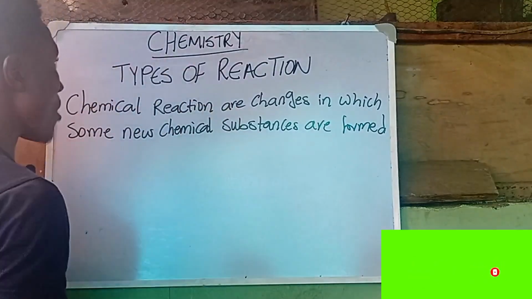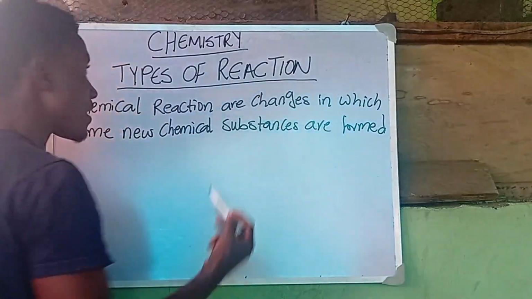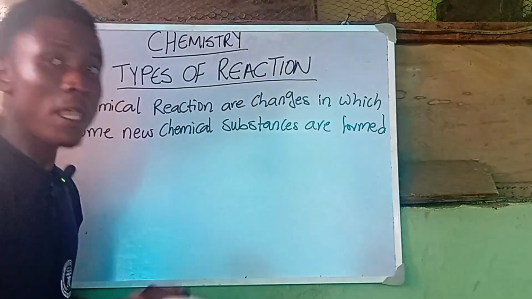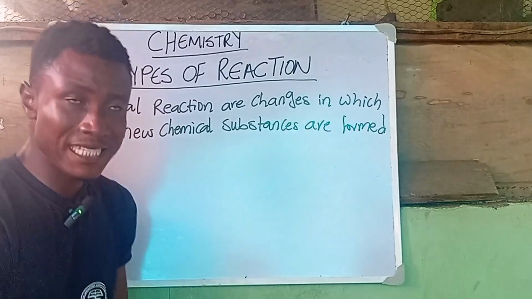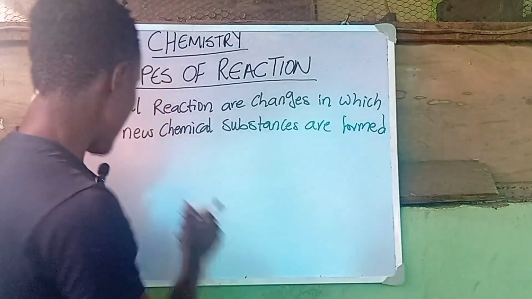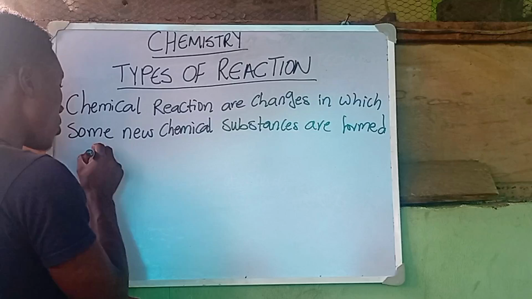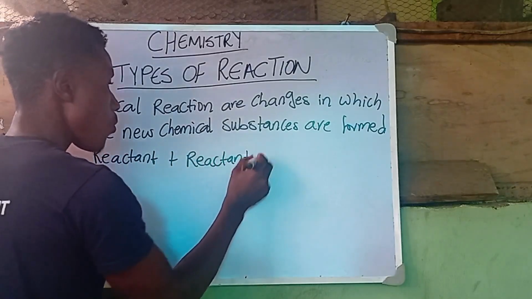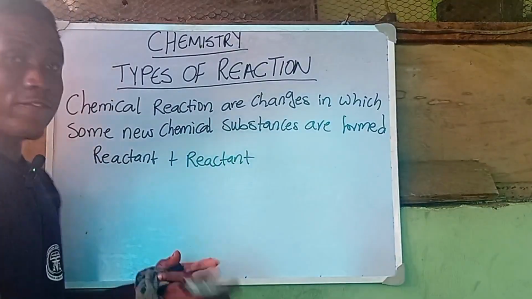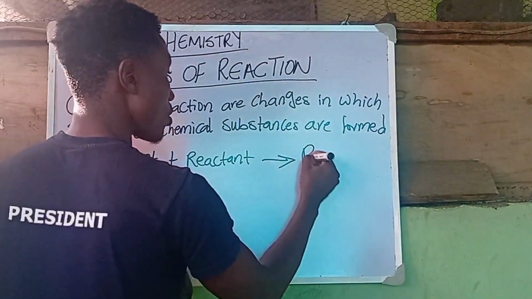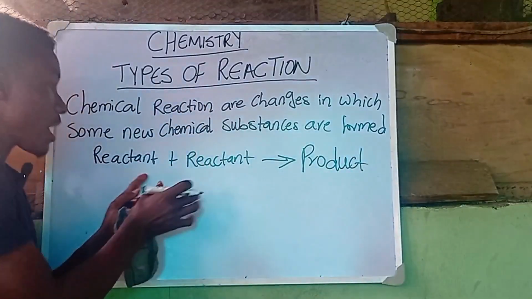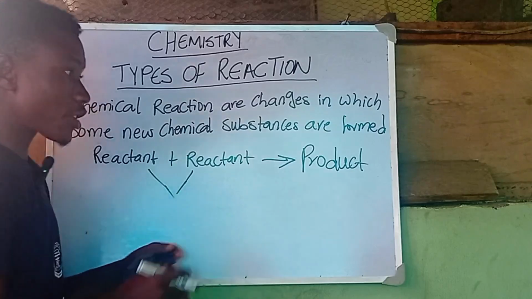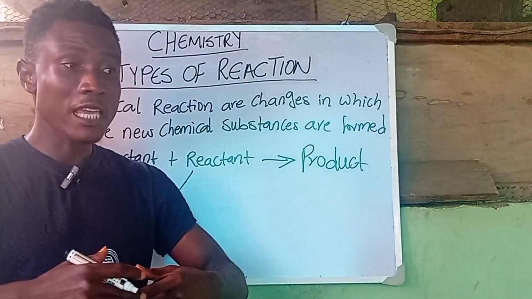And just like I said, we are going to be talking about the types of reaction, and we have already given the definition of what a reaction is all about. It says chemical reactions are changes in which some new chemical substances are formed. Now, the substances that undergo this reaction are known as the reactants, right? So we say reactants plus reactants will give us the new chemical substances which are being formed, and those new chemical substances are known as the products, right? So that is just it. The reactants are the substances starting the reaction, and the products are the end results.